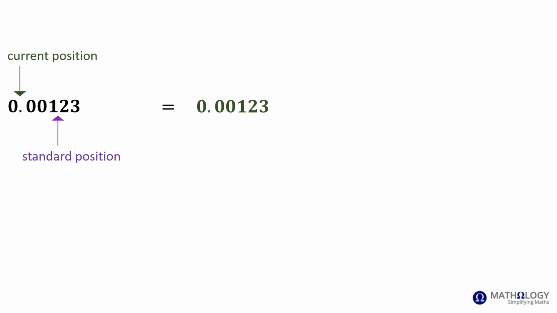To express 0.00123 in standard index form, we need to move the decimal point from its current position to standard position. Standard position is 3 decimal places to the right, so we multiply 0.00123 by 10 to the 3, but in doing so, we must also divide by 10 to the 3, so that we don't change the value of the number.